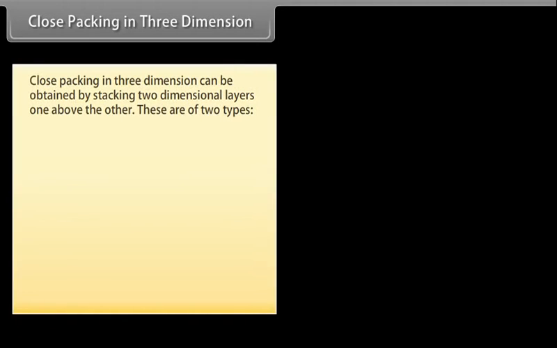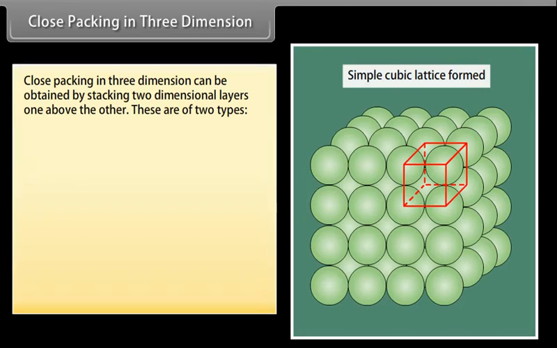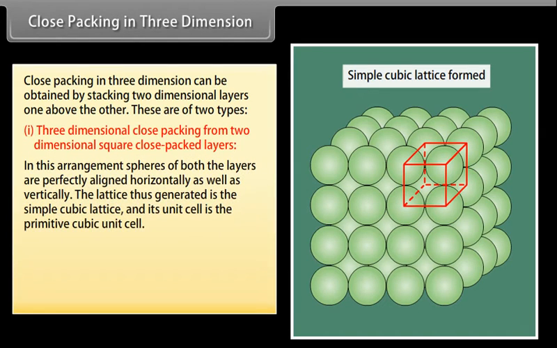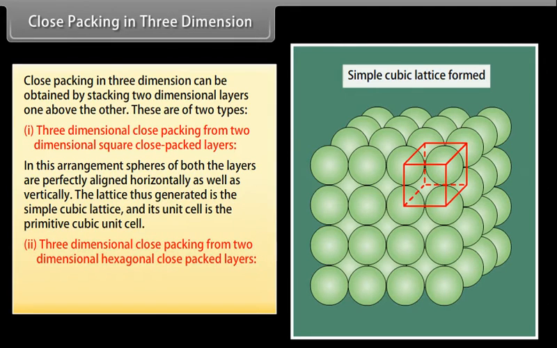Close packing in 3 dimensions can be obtained by stacking 2-dimensional layers one above the other. These are of 2 types: three-dimensional close packing from two-dimensional square close-packed layers. In this arrangement, the spheres of both the layers are perfectly aligned horizontally as well as vertically. The lattice thus generated is the simple cubic lattice, and its unit cell is the primitive cubic unit cell. Three-dimensional close packing from the two-dimensional hexagonal close-packed layers. These can be generated by placing layers one over the other.